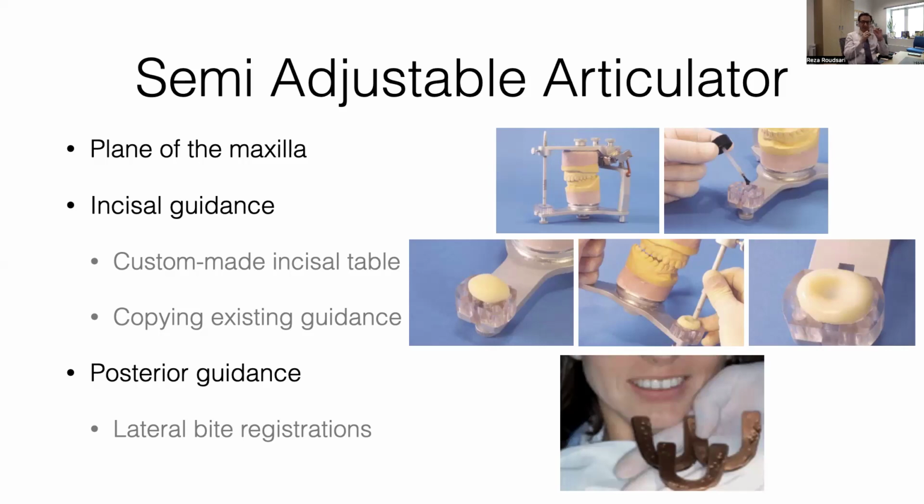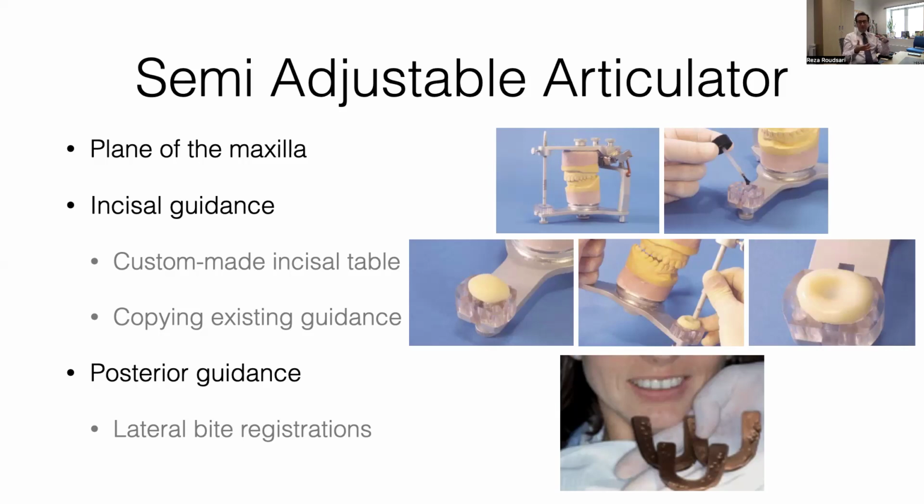You cool it down, take the wax out, and write down whether it was left, right, etc. And you do this for the other lateral excursion, and you do that for protrusion. So essentially, you send the lab 4 records: your ICP, which can be done in wax or a bite registration paste, as well as your 3 dynamic records, which are your lateral excursions, left and right, and protrusion.